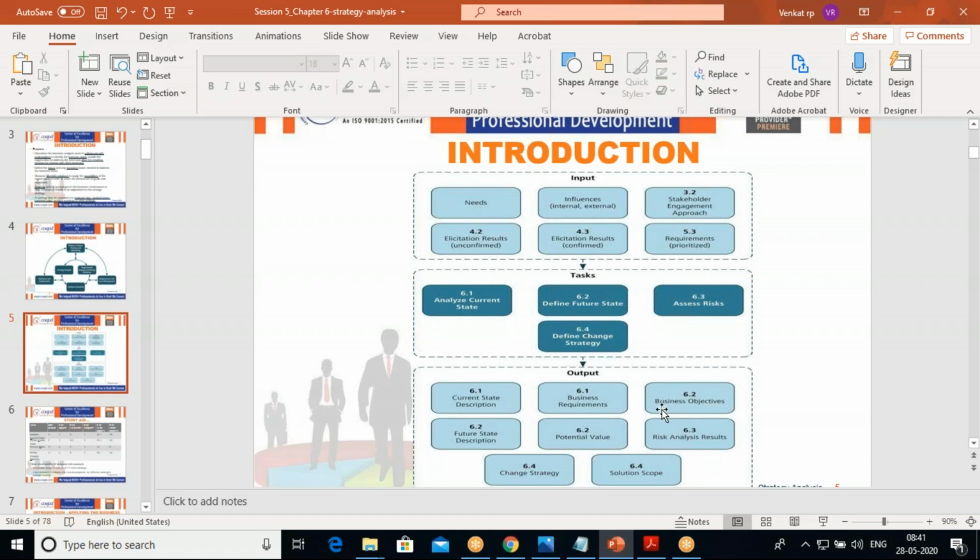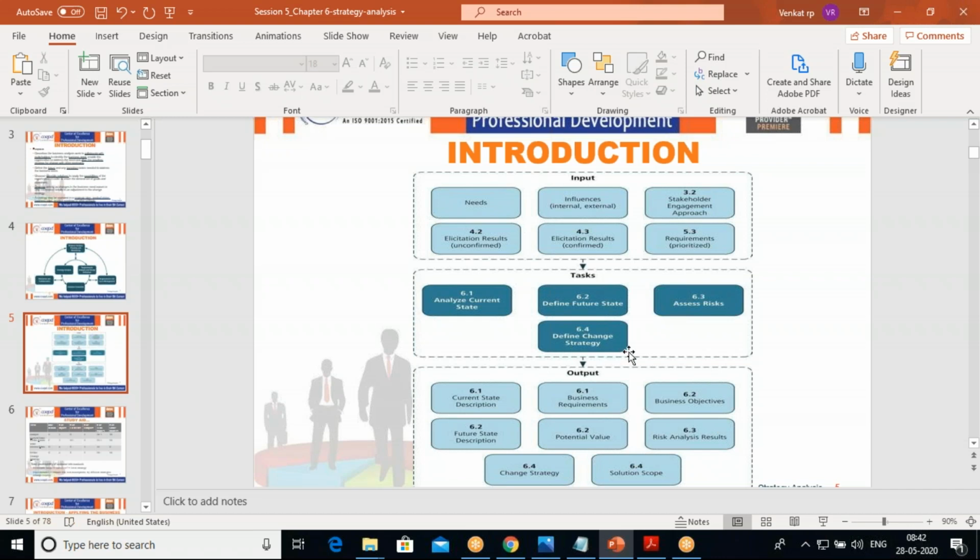These three outputs are business objectives, future state description, and potential value. So when you are defining your future state, how many outputs are we getting? We are getting three outputs. What are they? Business objectives, future state description, and potential value. And when you go with assessing the risks, you will get only one output, that is risk analysis results.